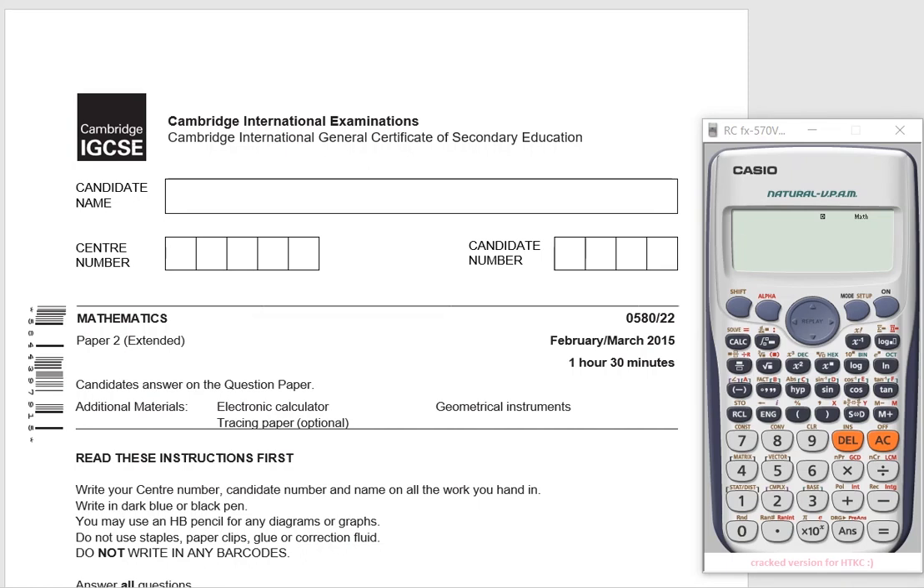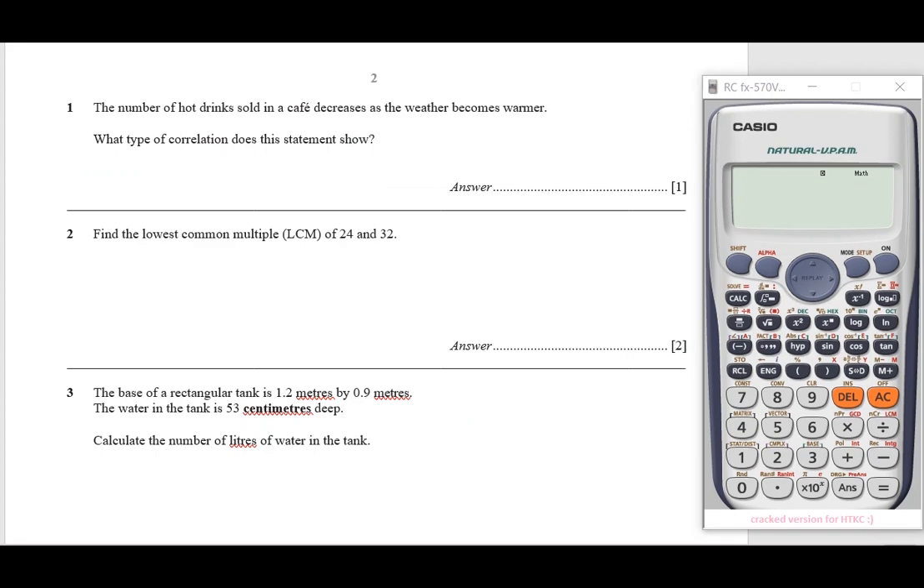Today we will solve together IGCSE Cambridge International Exam Paper 2 Extended, which is 0580-22 for February March 2015. The question: the number of hot drinks sold in a cafe decreases as the weather becomes warm. What type of correlation does this statement show?